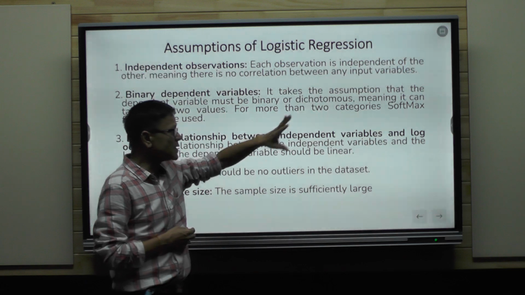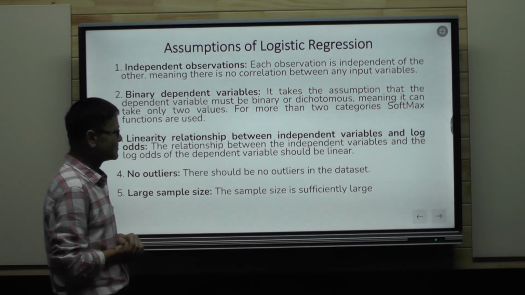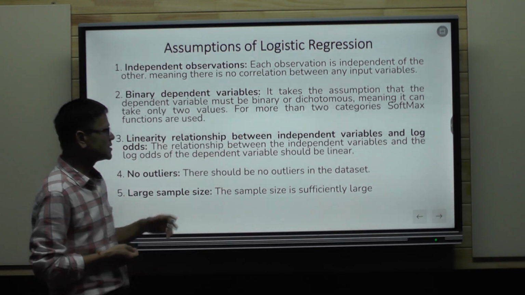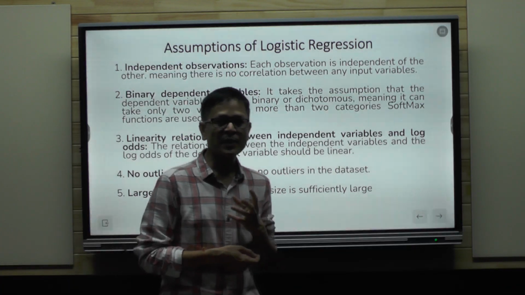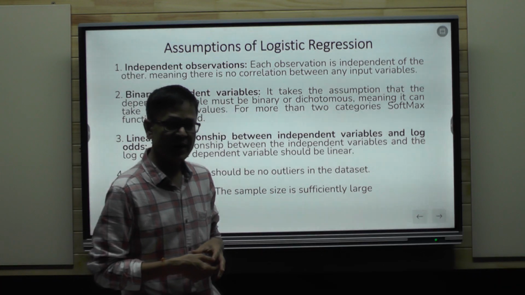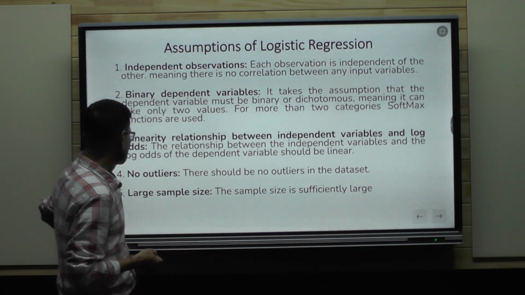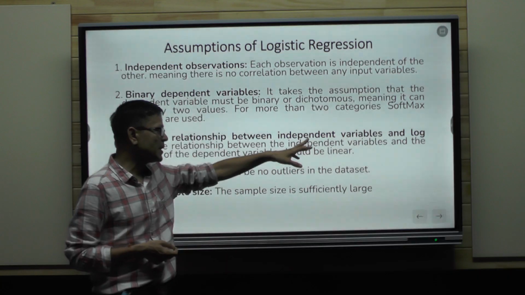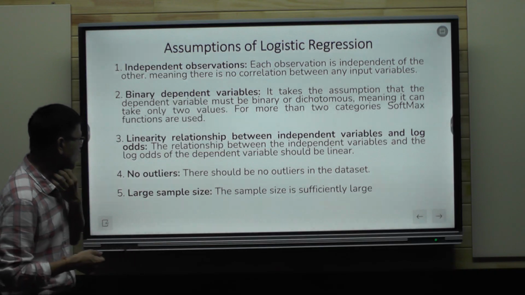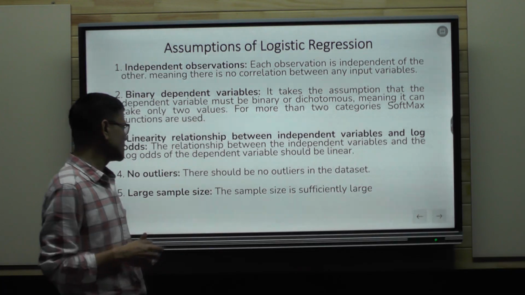Binary dependent variables: it takes the assumption that the dependent variable must be binary, or dichotomous, meaning it can take only two values. For more than two categories, softmax functions can be used. I have told you that if you are doing predictions by using logistic regression, and we have more than two classes to predict, you can use advanced functions like softmax. Then linearity: the relationship between independent variables and the log of odds for the dependent variable should also be linear. It cannot be non-linear. So this is the third assumption.